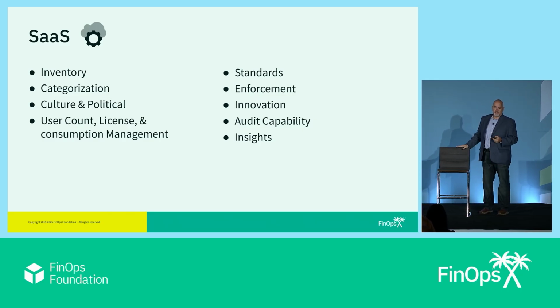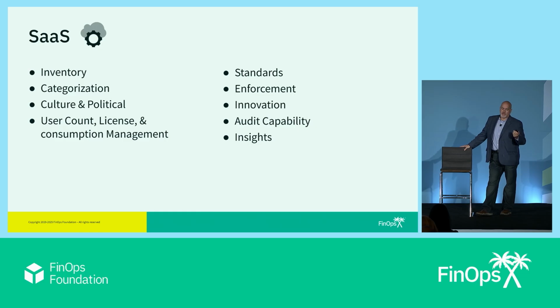User count, license, consumption management. This is so important to understand. The biggest issue that we had is contracts, right? Understanding how the contracts impact the licensing. What do we really have available to us? Where are we really going with this? This is something you need to spend a little bit of time on to understand what all the contracts say. Again, standards, enforcement. Again, our architecture team is our enforcement.